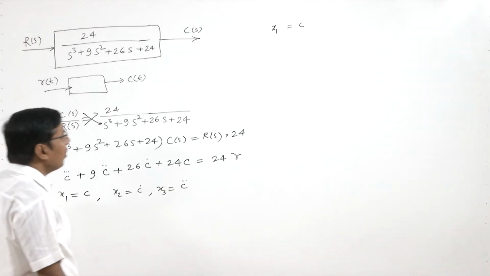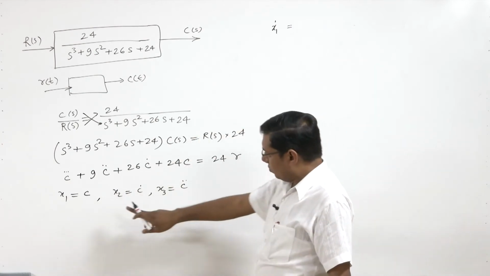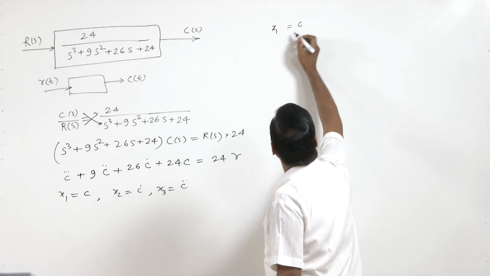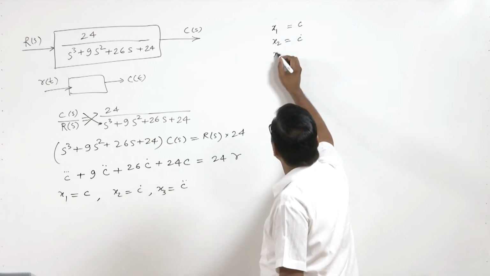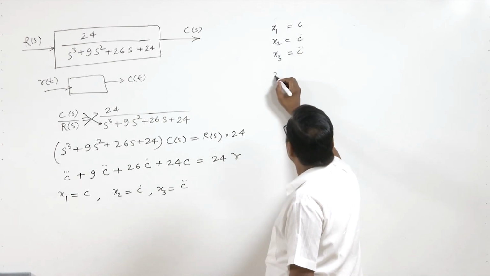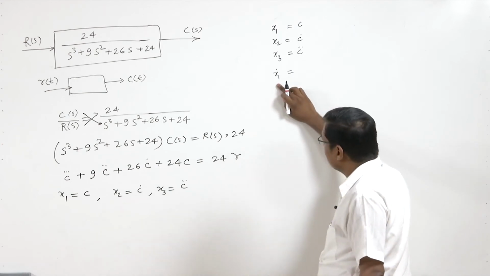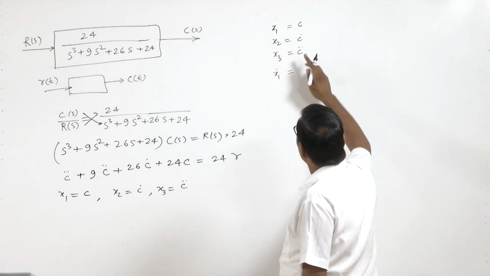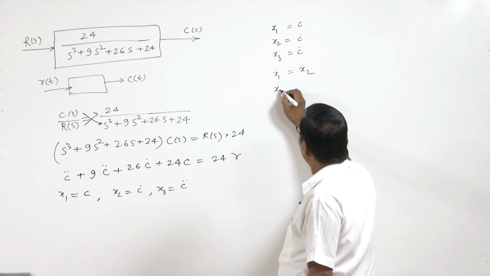So x1 dot equal to, so let's write x1 equal to c, and x2 equal to c dot, and x3 equal to c double dot. So here x1 dot is c dot, and c dot equal to x2. So we can write x2 dot.